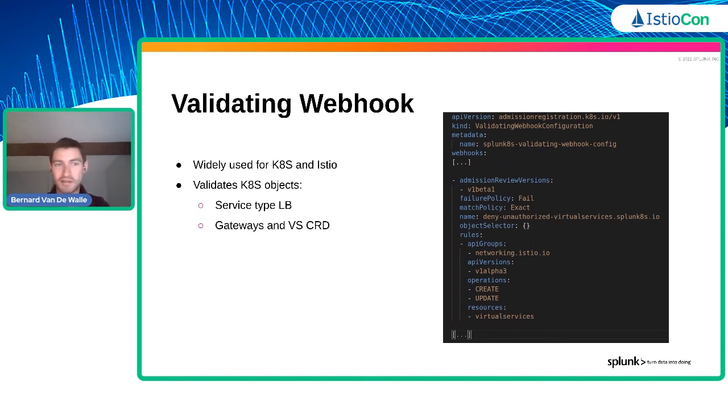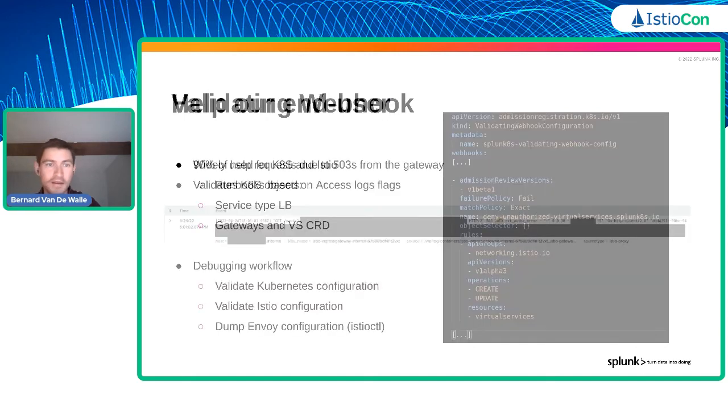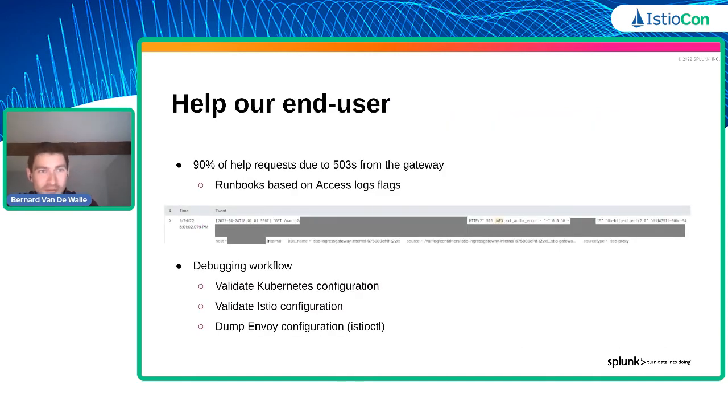Yeah, and we validate the service type load balancers outside of Istio, but also the gateway and virtual services CRDs. Okay, so one common theme for us is we spend a lot of time helping the service owners and our end users. And I'm sure all of you saw this, but 90% of the time it's due to 503s coming back from the gateway. And so what we do is we essentially managed to write a lot of runbooks, and based on the 503 flags, typically those runbooks should allow the service owners to do self-service based on those 503s.